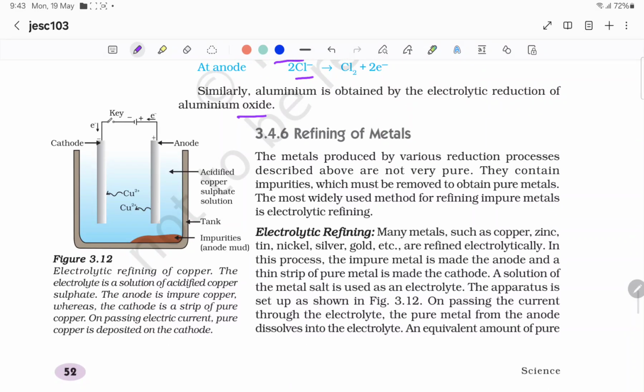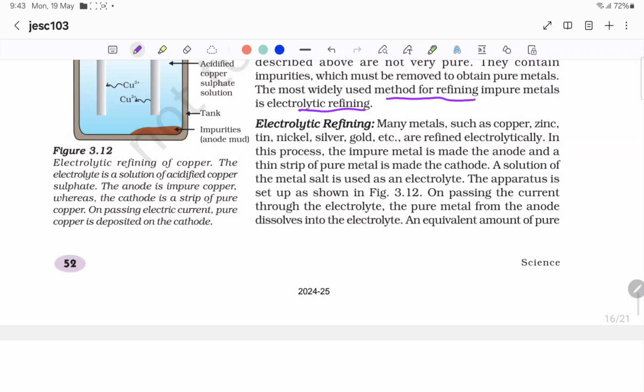Then refining of metals. The metals produced by various reduction processes described above are not very pure. They contain impurities which must be removed to obtain pure metals. The most widely used method for refining impure metals is electrolytic refining. Many metals such as copper, zinc, nickel, silver, and gold are refined electrolytically.